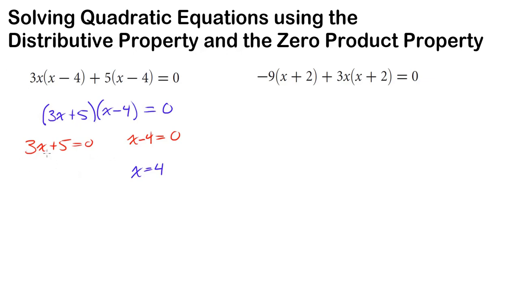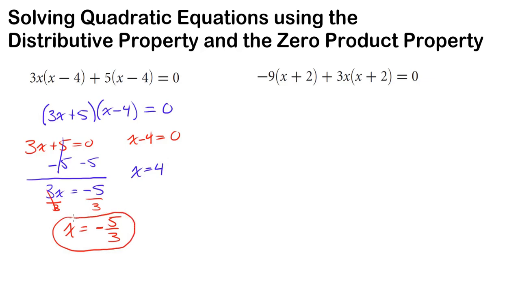So my first step here is to subtract 5 from both sides. And I end up with 3x equals negative 5. And then I have to divide both sides by 3. And so I get as my solution x equals negative 5/3. So these are my x-intercepts, or my solutions for this quadratic equation. X equals negative 5/3 and x equals 4.